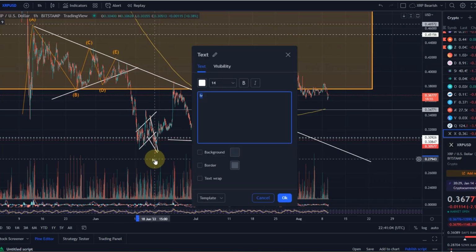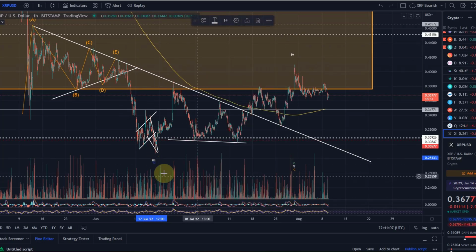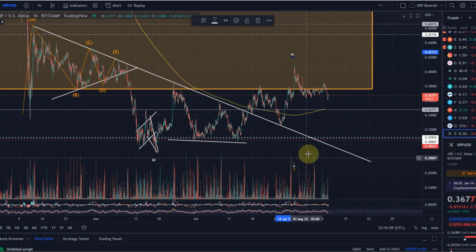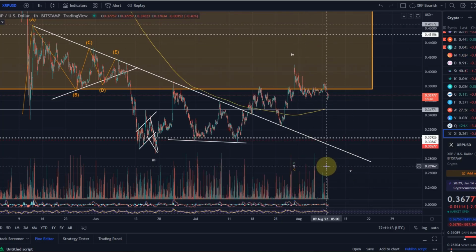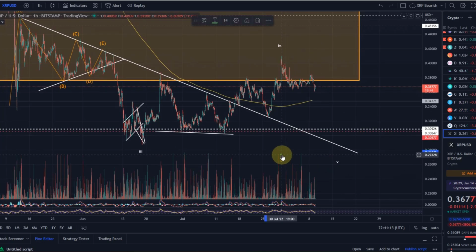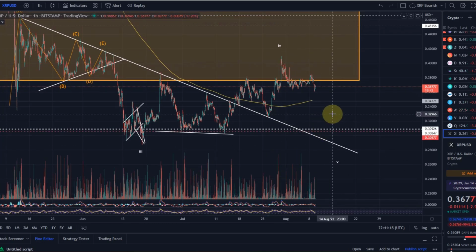Down here, the low was actually a wave 3 low. This was then the wave 4, and we would still expect a wave 5 here to go lower in the bearish scenario. When would the bearish scenario get more likely?